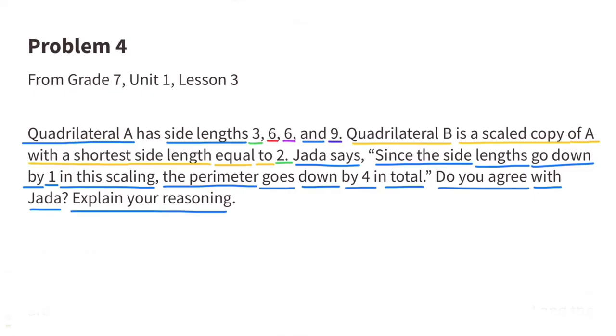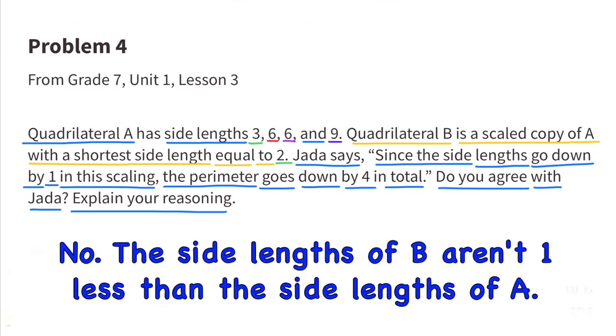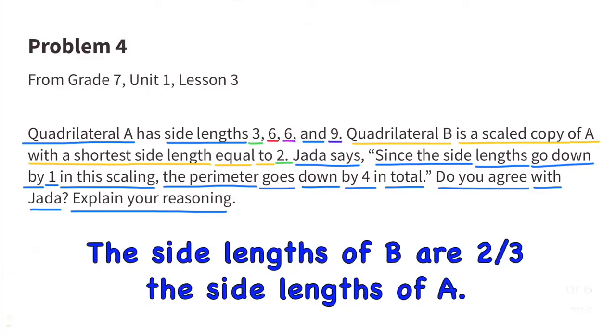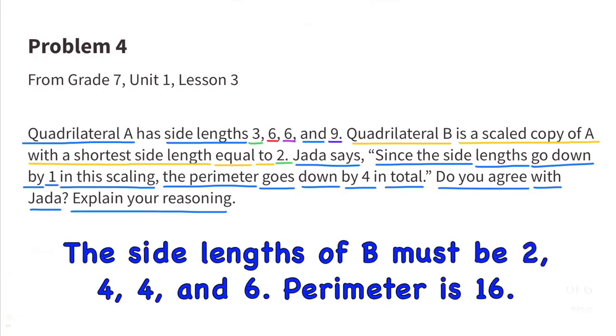Number 4. Quadrilateral A has side lengths 3, 6, 6, and 9. Quadrilateral B is a scaled copy of A, with a shortest side length equal to 2. Jada says, since the side lengths go down by 1 in this scaling, the perimeter goes down by 4 in total. Do you agree with Jada? Explain your reasoning. No, I don't agree with Jada. The side lengths of B aren't one less than the side lengths of A. The side lengths of B are 2/3 the side lengths of A. The side lengths of B must be 2, 4, 4, and 6, and has a perimeter of 16.